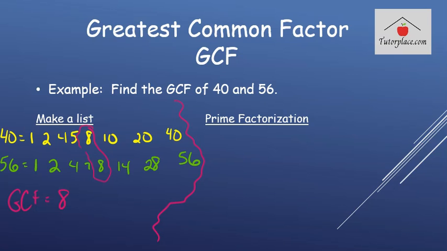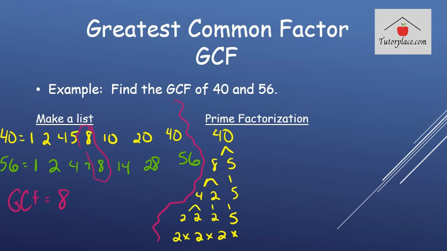So let's take 40. Let's break it down into 8 times 5. The 8 will factor into 4 and 2. Bring my 5 down. And that 4 will factor into 2 times 2. Bring my 2 down and my 5. So I have 2 times 2 times 2 times 5. My 56, I'm going to factor that down into 7 and 8. The 7 won't factor down anymore, so I'm going to just bring it along. The 8 will factor into 2 times 4, 2 times 2.